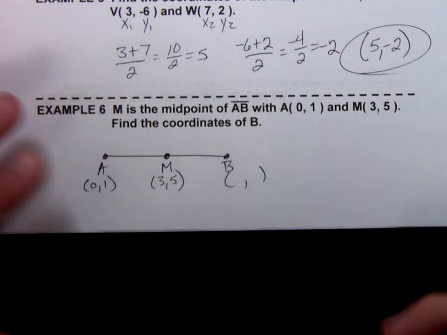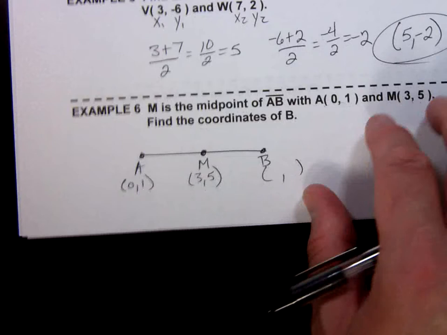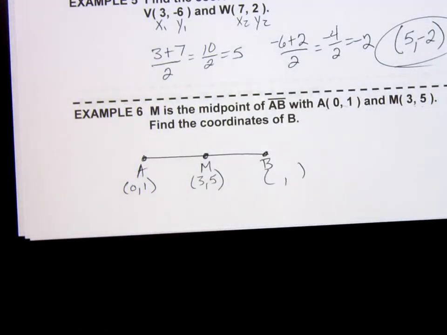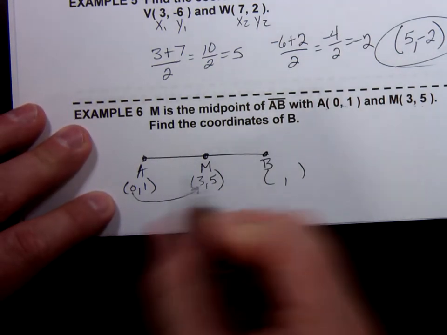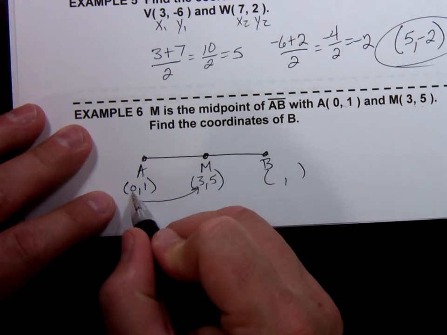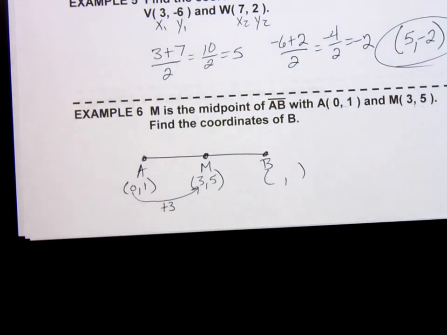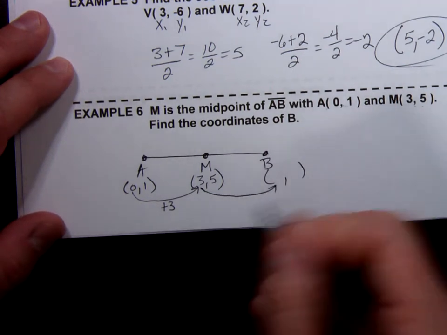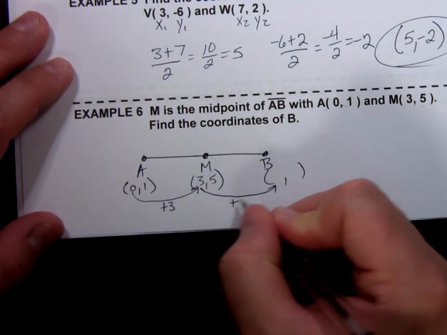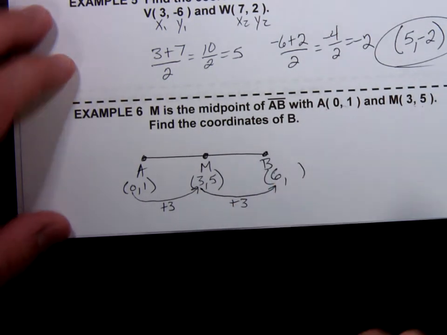Now again, you can take the formula up here and substitute everything in and solve. You just have to do it twice. Or you can do the shortcut I showed you earlier. We just got to do it twice. So for the x value, from A to M, remember it's halfway across. And halfway across, the x value went from 0 to 3. That is an increase of 3. Remember, this is halfway across. So when it goes the other half of the way, I would expect the same change. I would expect that x value to increase by 3 again. So I'm going to take 3, add 3. I know that B should have an x value of 6.